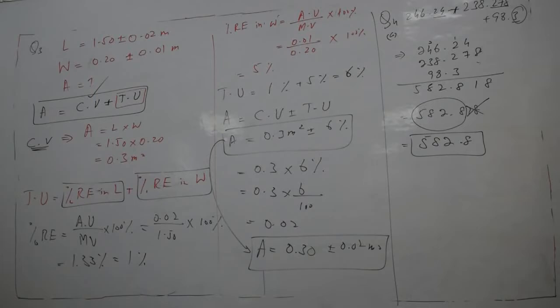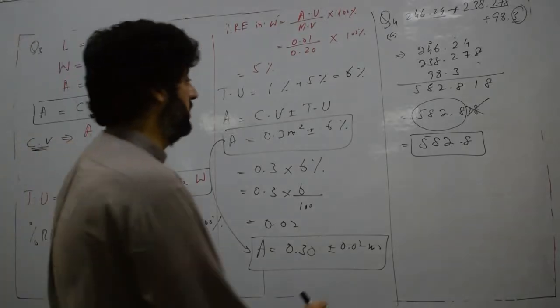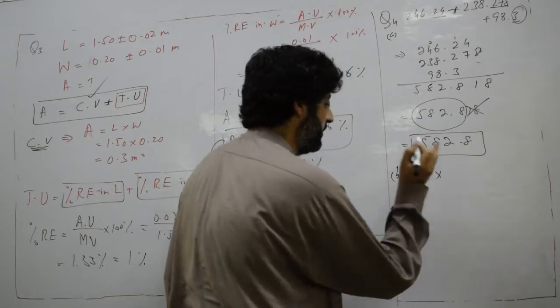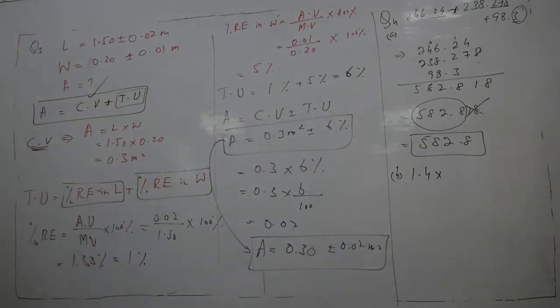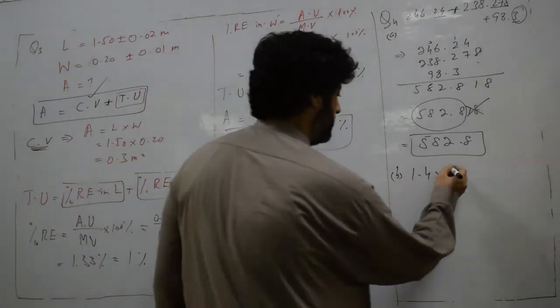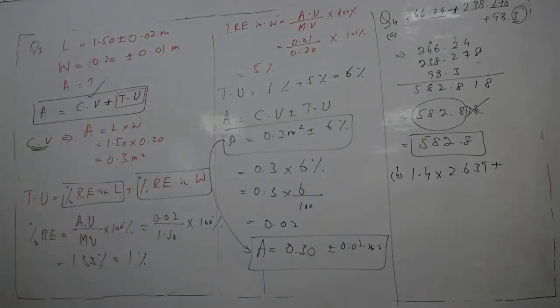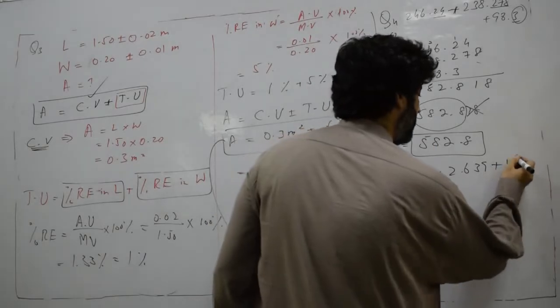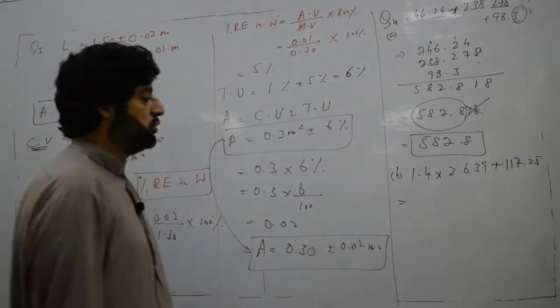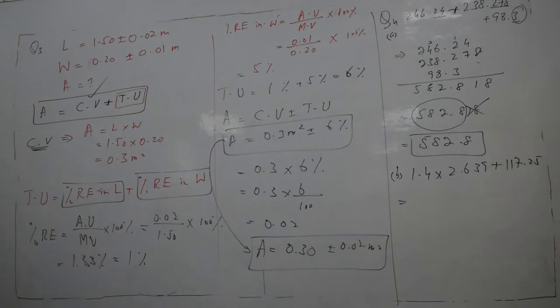Okay, now come towards part B. So look at part B. 1.4 multiplied by 2.639 plus 117.25. Okay, so will we multiply first or add first? You know that first we have to multiply these numbers.